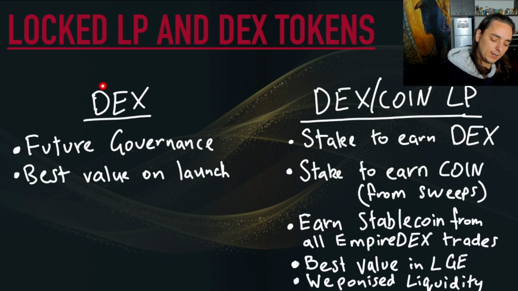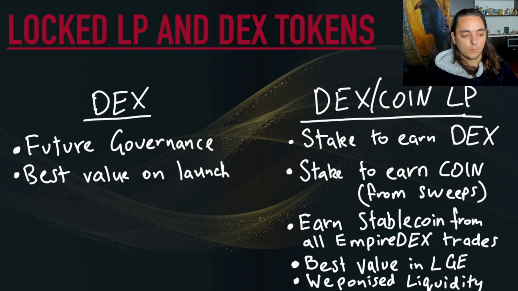Now, the underlying DEX token in the DEX coin LPs is a future governance token. So down the line, when we have Prism Chain, we'll basically be turning these DEX tokens into governance tokens, and they'll have governance rights over various parts of that network's EmpireDEX. And most likely they'll also have governance rights over the weaponized liquidity as well, which is a powerful tool. Give it to the community, do whatever you guys want. That's the governance structure.